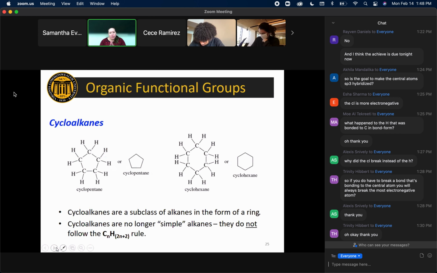Okay, and then finally, regarding the structural aspects of alkanes, I just want to remind everybody that we are also going to be talking about cycloalkanes in this chapter, which is just what it sounds like, alkanes. So no double bonds, no triple bonds, no pi bonds. But in cycloalkanes, they are making a cyclic unit somewhere in the molecule. So this ring structure means that these are no longer simple alkanes and they do not follow the CnH2n+2 rule. And you can look into that and puzzle through that on your own.